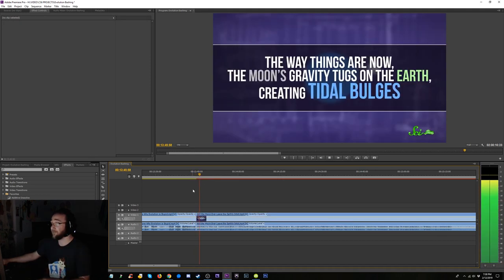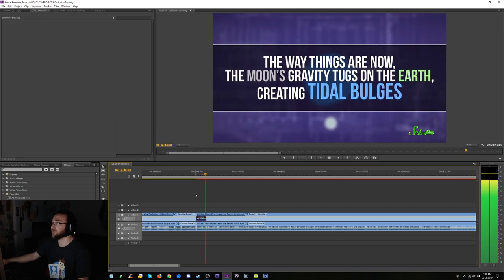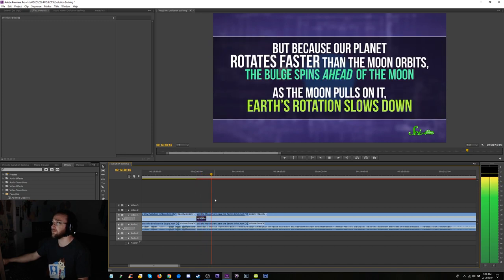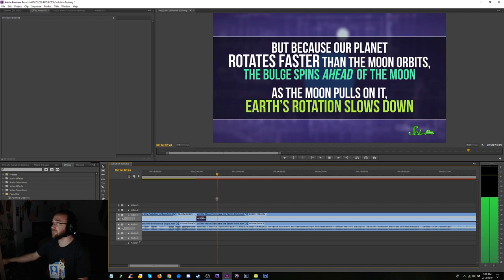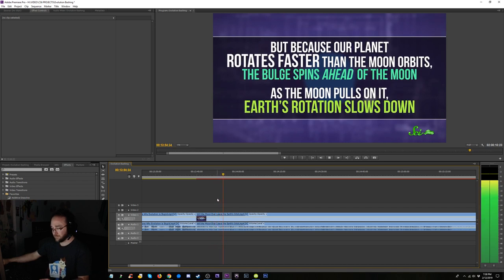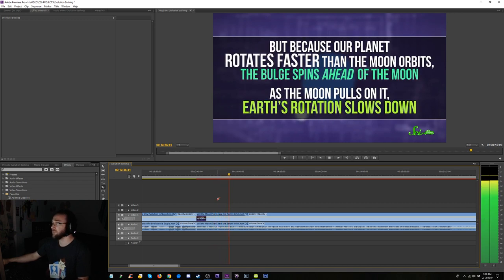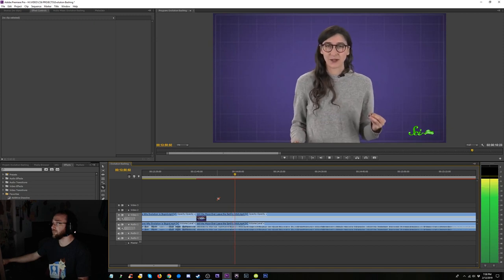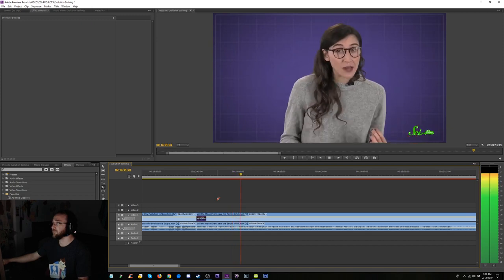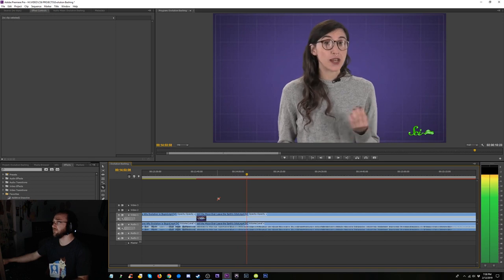The way things are now, the Moon's gravity tugs on the Earth, creating tidal bulges. But because our planet rotates faster than the Moon orbits, the bulge spins ahead of the Moon. As the Moon pulls it, Earth's rotation slows down. Forces always come in equal and opposite pairs, thanks, Mr. Newton. So the Earth is simultaneously tugging on the Moon to try to make it catch up.